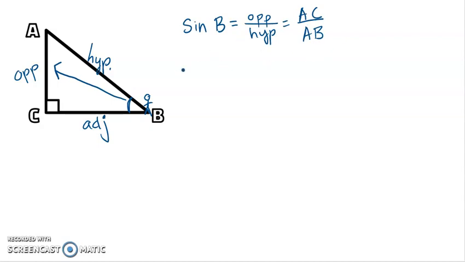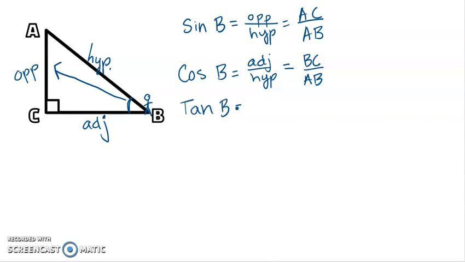And then cosine of B would be equal to the adjacent over the hypotenuse. So that would be the adjacent side BC, or CB, doesn't really matter, divided by the hypotenuse AB. And then finding the tangent of angle B, it's opposite over adjacent.